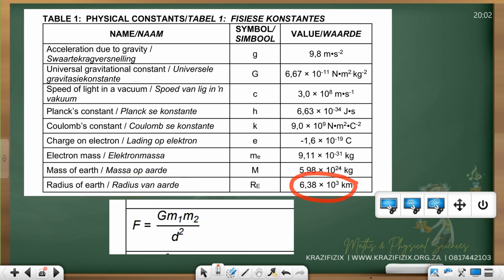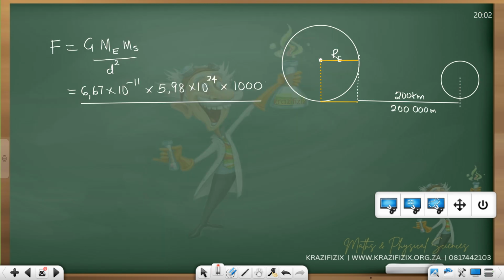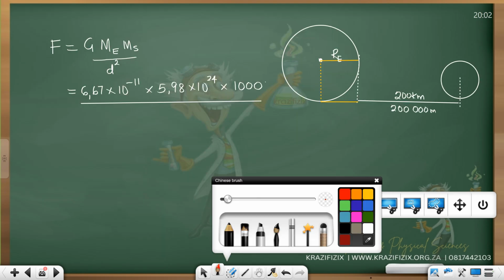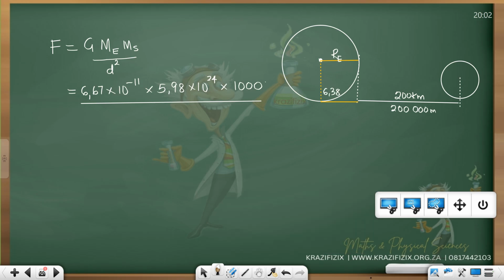We are going to have a problem. 6,38 times 10 to the power 3. So this is what? 6,38 times 10 to the power 3. Now, my distance is from the center to the center. So what is my distance going to be? I can decide to work in kilometers, then convert everything. All right, so 6,38 times 10 to the power 3 is in kilometers, plus 200.